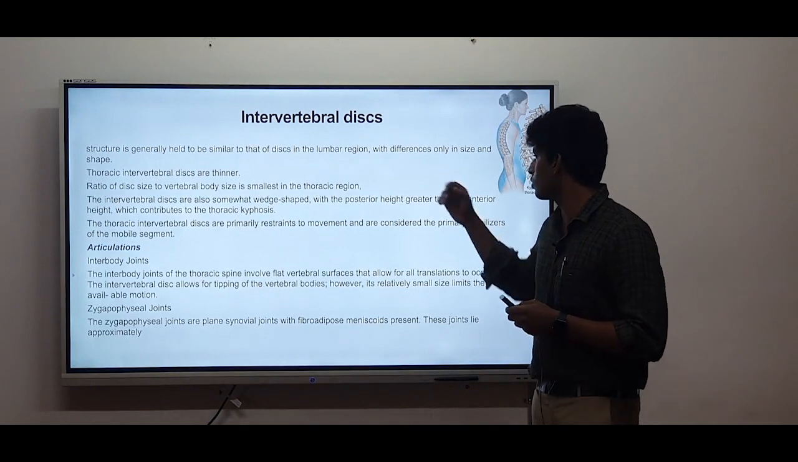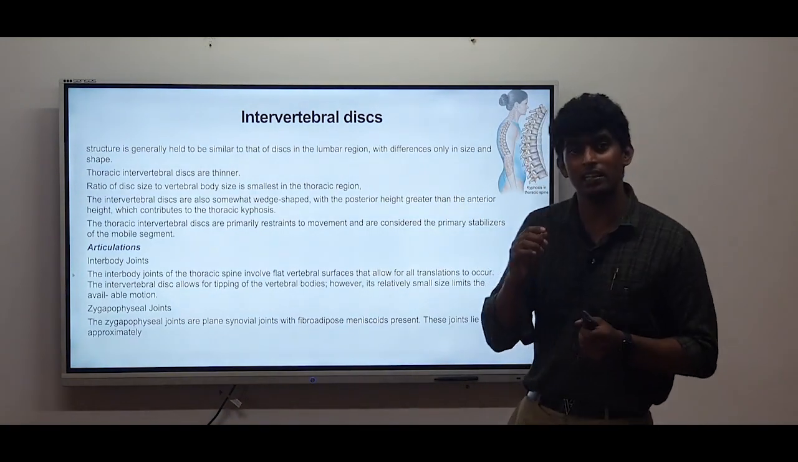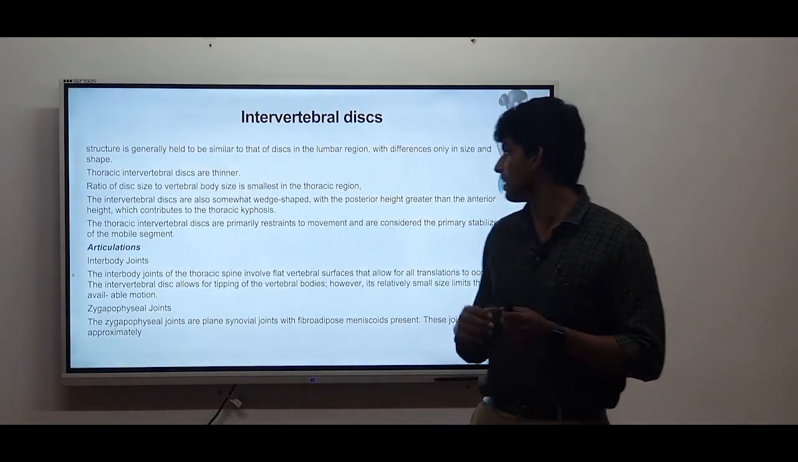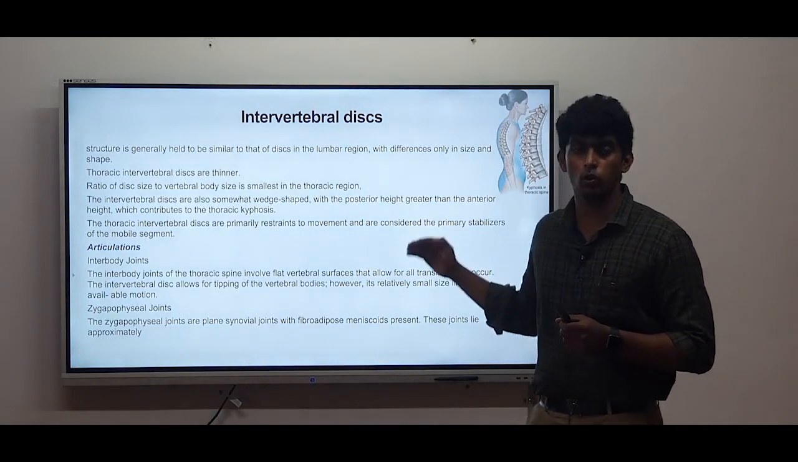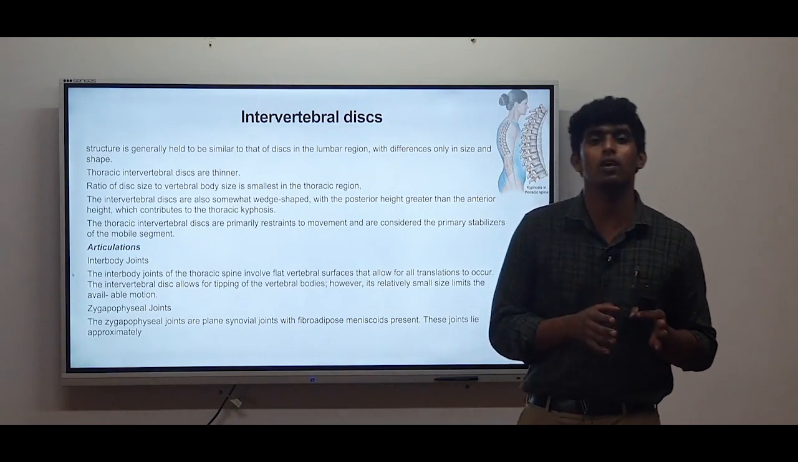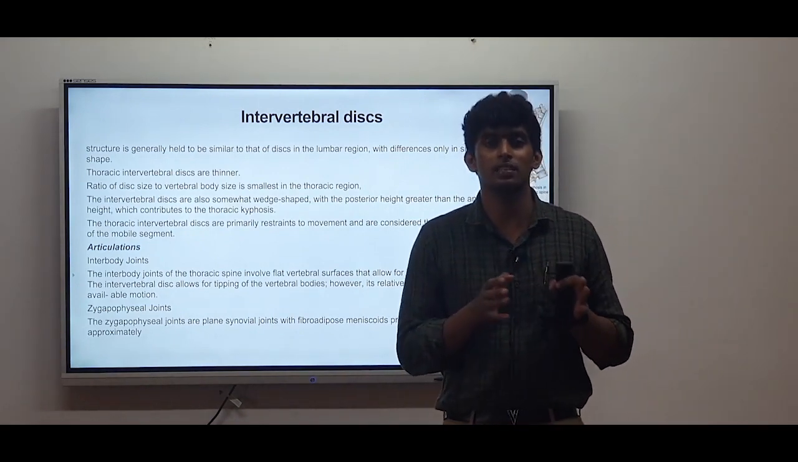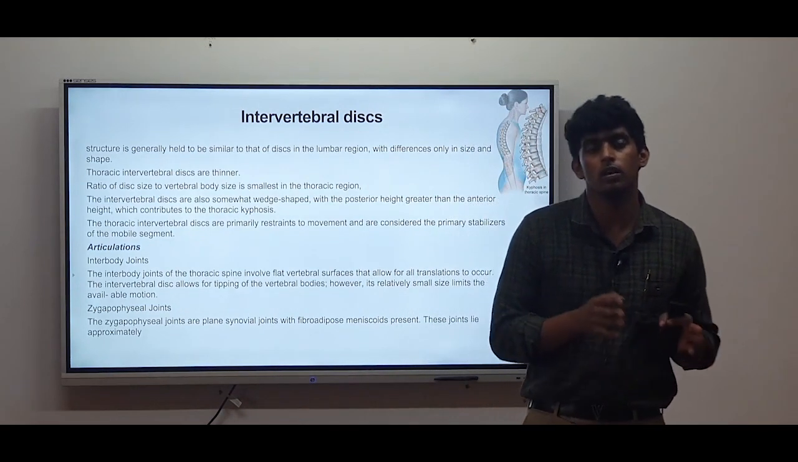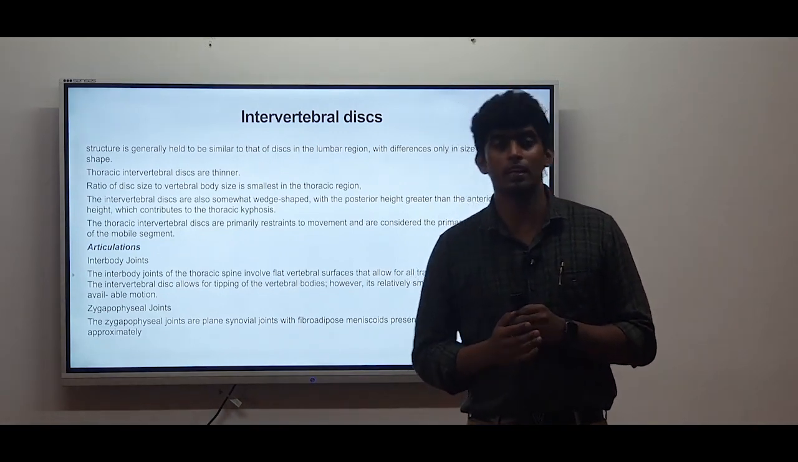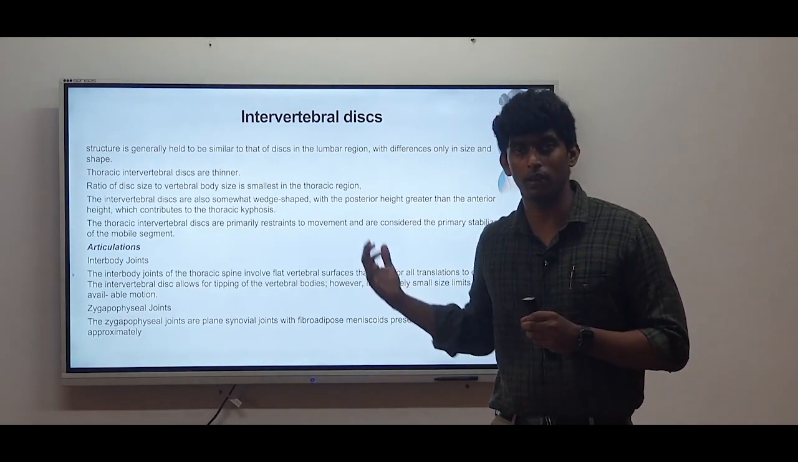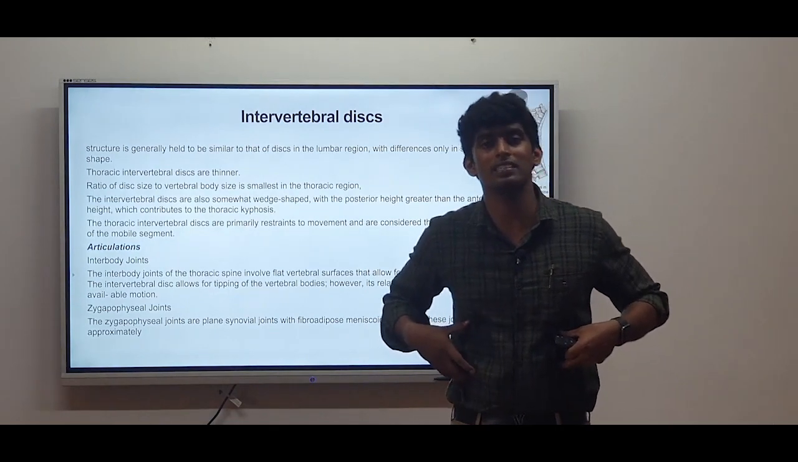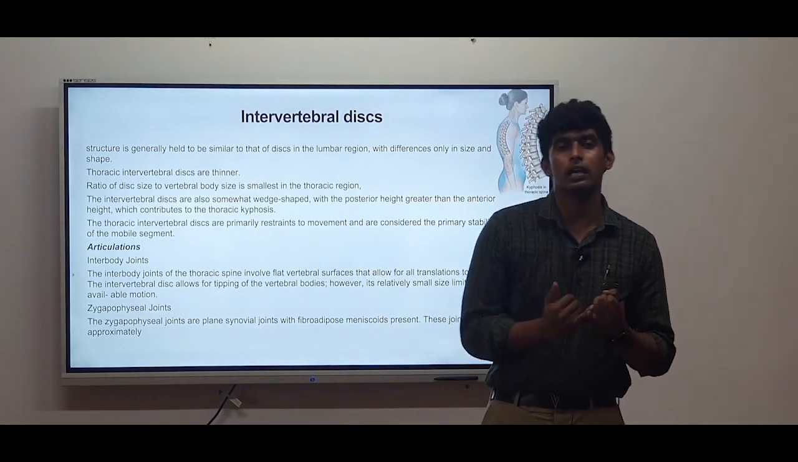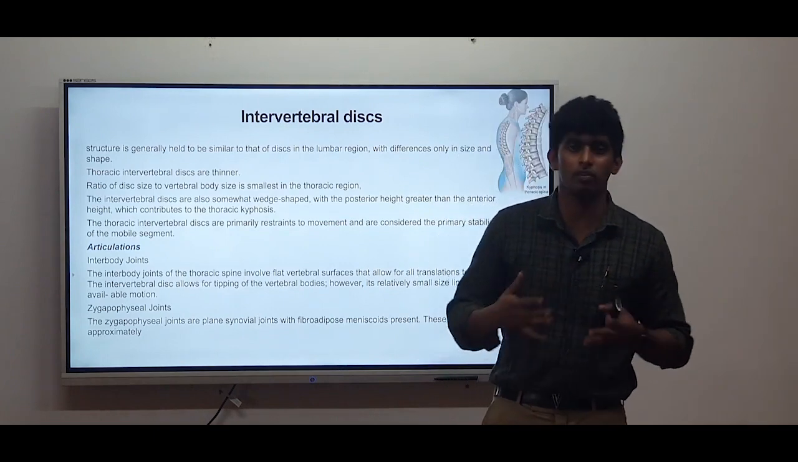The discs are thinner in the thoracic area. The ratio of the disc size to the vertebral area is also smallest in the thoracic area. That is one reason why the movement is restricted. If you want to know more about thoracic movement, it is because we have our ribs and internal organs inside the thoracic area, like the heart, lungs, and diaphragm.